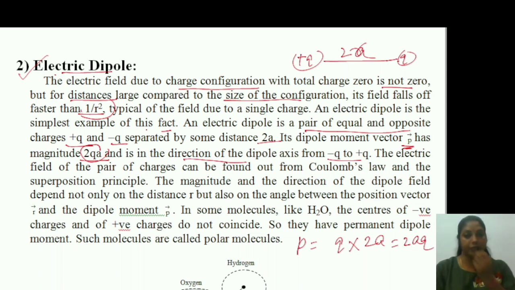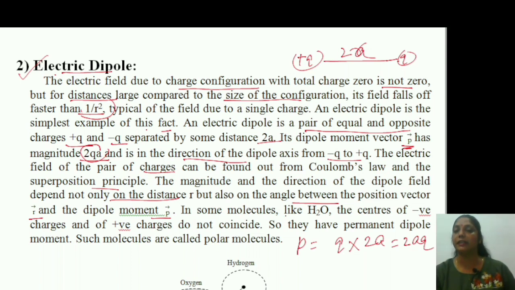The electric field of the pair of charges can be found from Coulomb's law and the superposition principle. You can easily find the electric field due to these two charges. The magnitude and direction of the dipole field depends not only on the distance r but also on the angle between the position vector r and the dipole moment p. What is the angle between r and p? The electric field also depends on the angle, not only on distance.